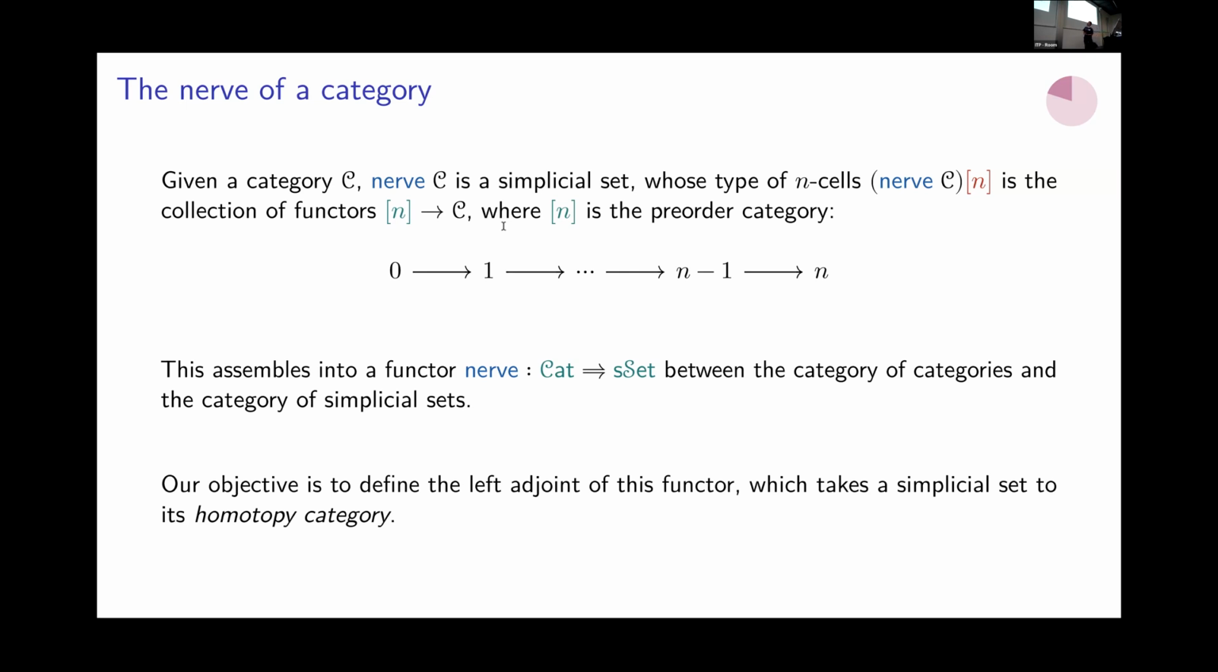And so our objective is to prove that this thing has a left adjoint and construct it. Given a simplicial set, it's going to give us a category, and that category is the homotopy category.